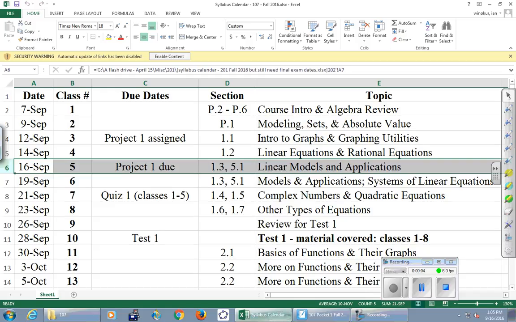Happy Friday. Today is September 16th. It is our 5th class. It says Project 1 is due. That is a lie. I changed the deadline to Monday coming up. Hopefully we've got some progress already made on that.